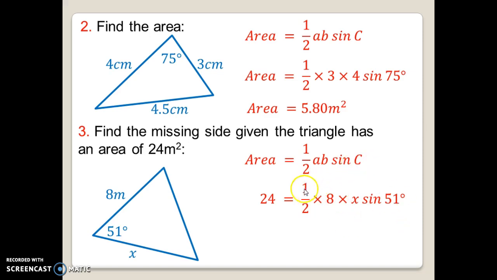51. So all I've got to do here is, well, half of 8 is 4, so now I just divide by 4 onto the other side, and also divide by the sine 51 to get my value of X. So you can see 24 divided by 4 is 6, divide that by sine 51 over there, and you'll get that. When you type that in your calculator, you'll get 7.72 meters.